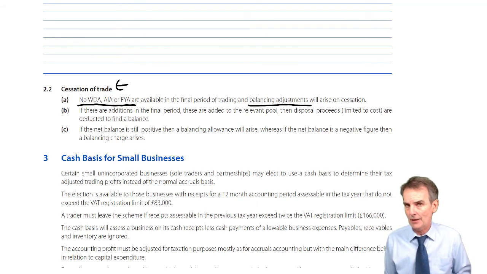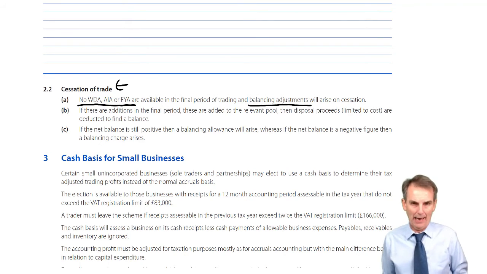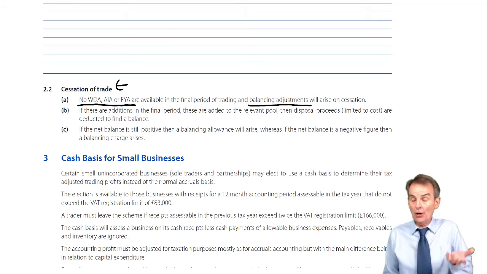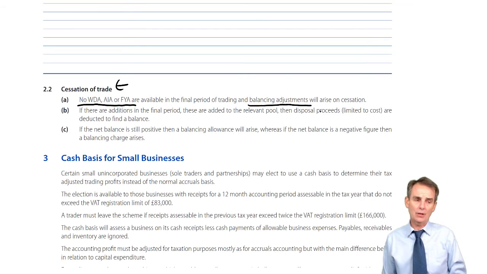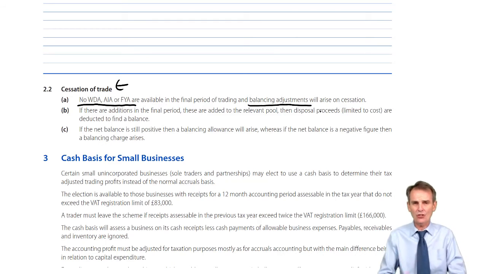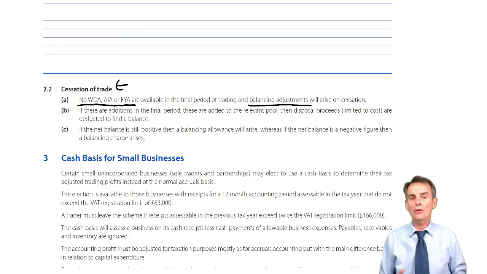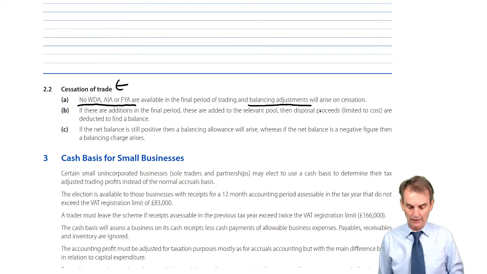If it were a net balancing charge that arose in relation to the capital allowance computation for that final period of trading, then rather than deducting, you would add back that balancing charge to the adjusted trading profit to give you an even larger tax adjusted trading profit. So deduct the capital allowances, deduct any balancing allowance as your capital allowances, add in any balancing charge to determine the tax adjusted trading profit figure.